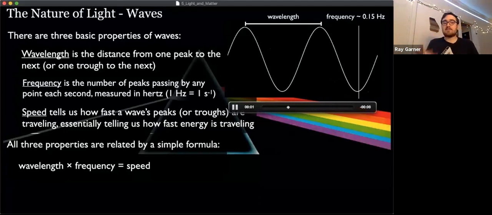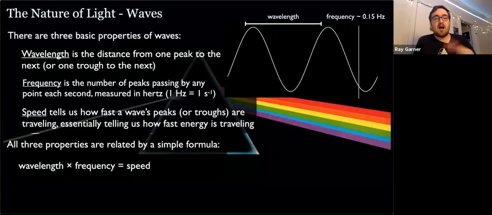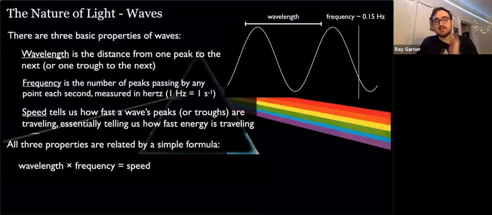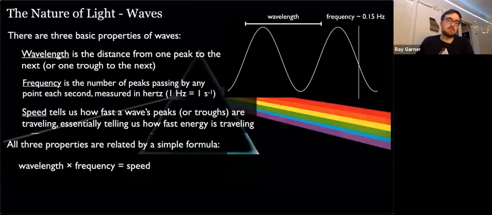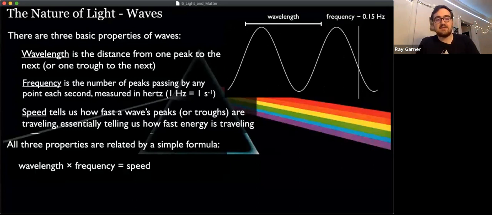So the reason we don't talk about amplitude is because it doesn't go into this formula, but all three of these properties are related by a very simple formula. So wavelength times frequency is equal to the speed of the wave. So remember that. That will come in handy very soon.